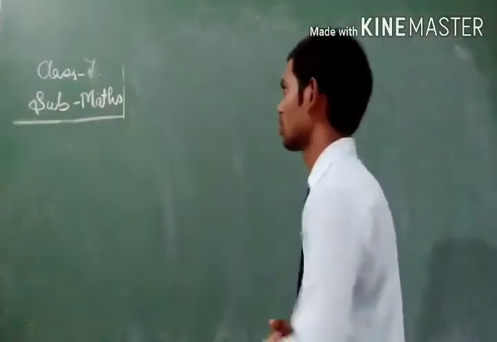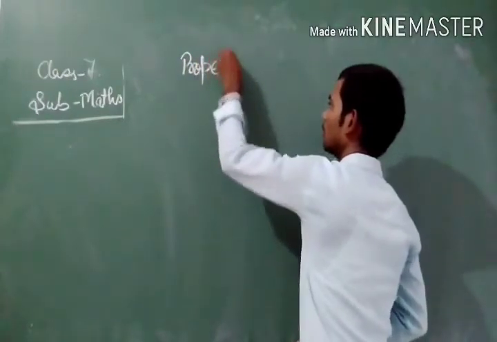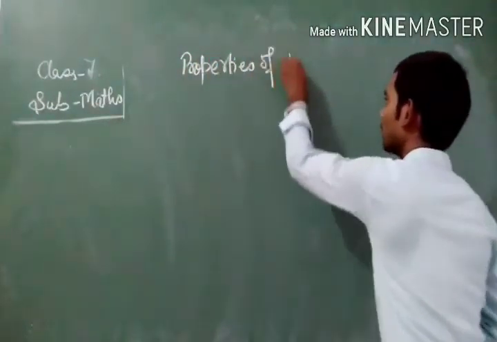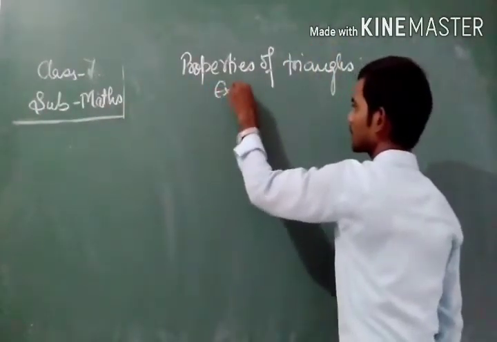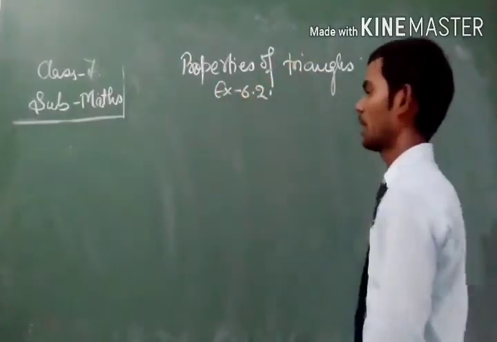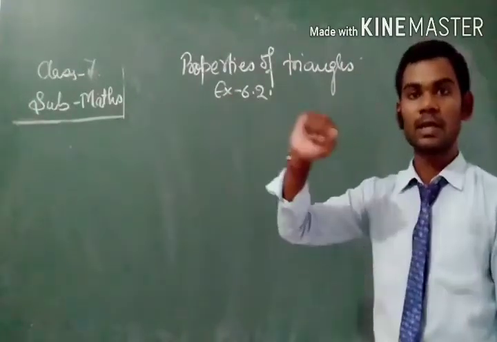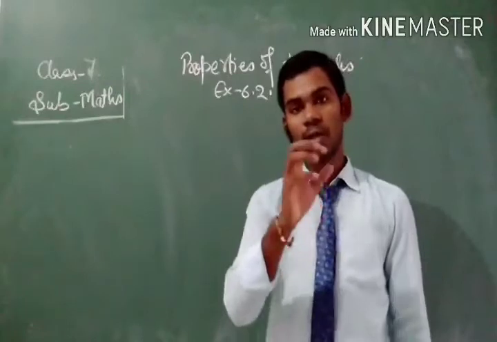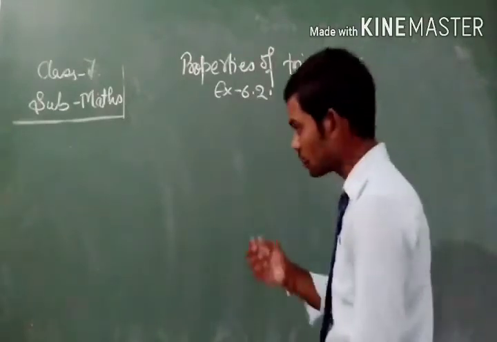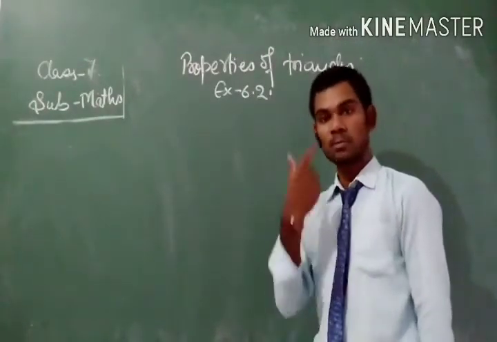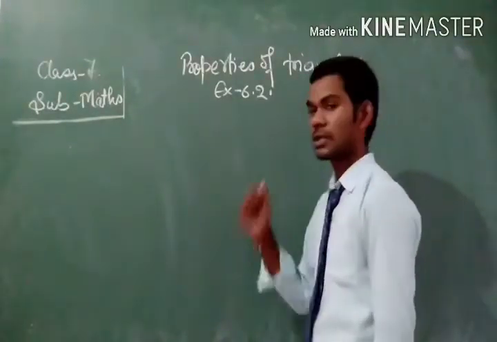Question based on properties of triangle, exercise 6.2. We have solved many questions from this exercise, and today we shall solve the last question from it. After this we shall start the new topic, which is known as Pythagoras theorem. I will explain the Pythagoras theorem in my next video. Till then, let us see this question.